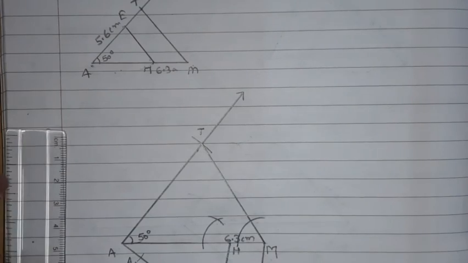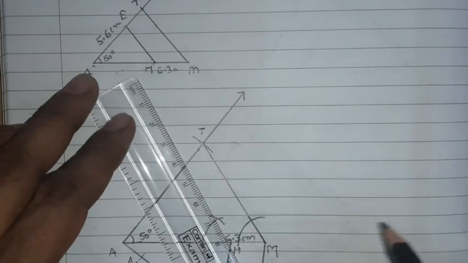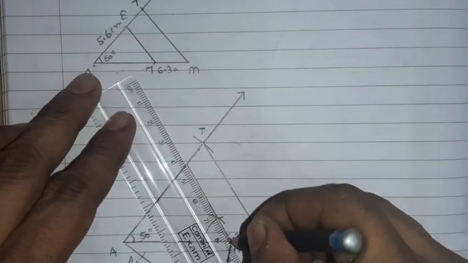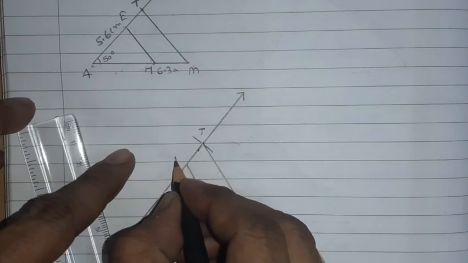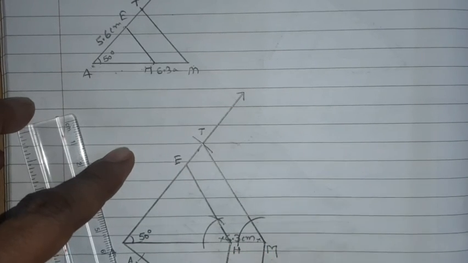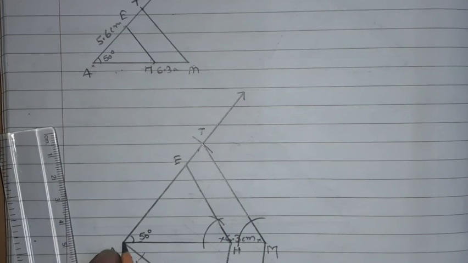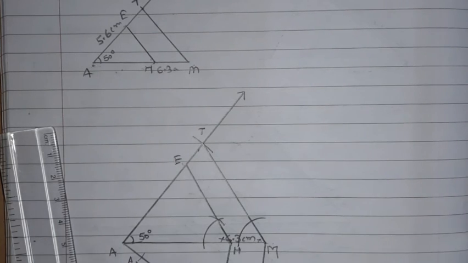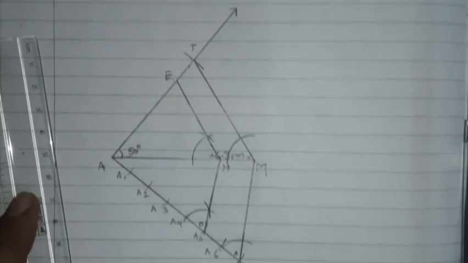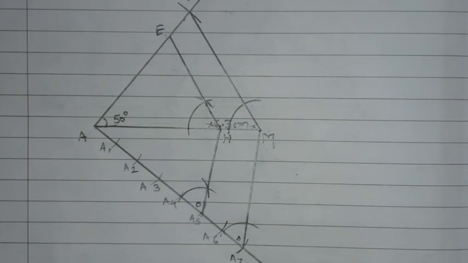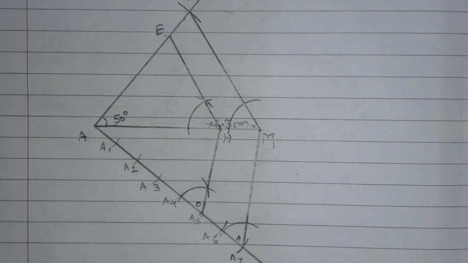All of you understand this? And now join this H with this. Then here we got the parallel line and this is point E. These corresponding angles are congruent. Therefore, dear student, AHE and AMT, these two triangles are similar triangles. We construct this triangle. Now observe again and again this figure.